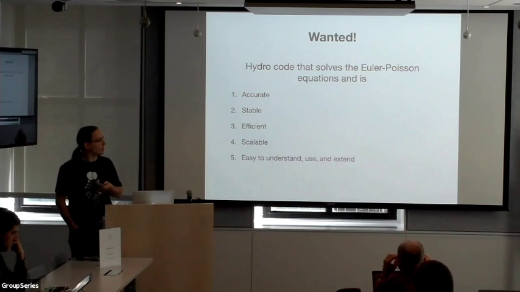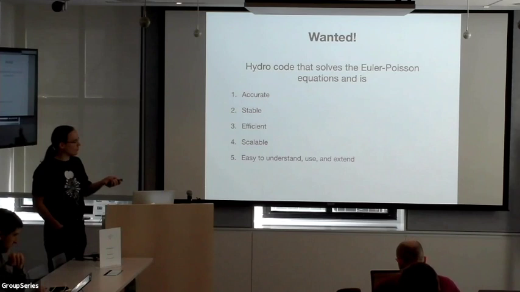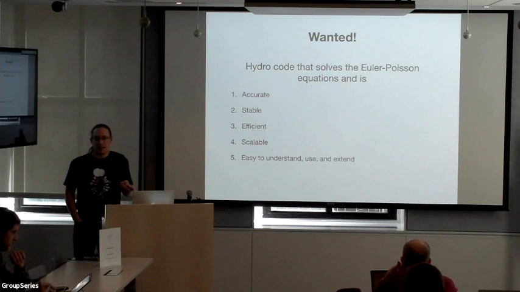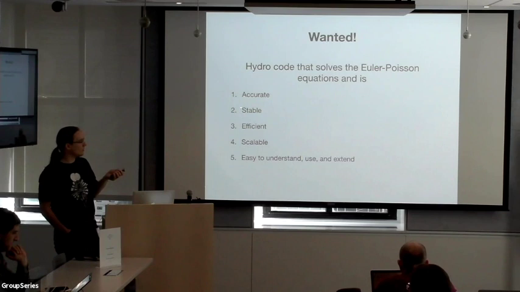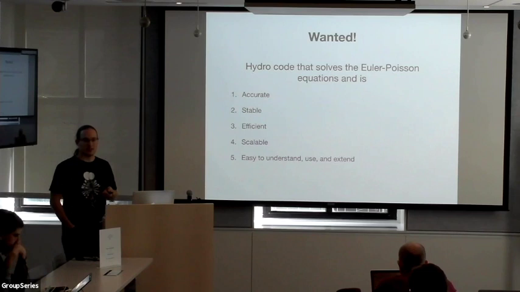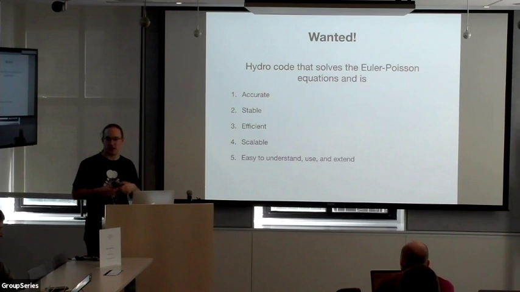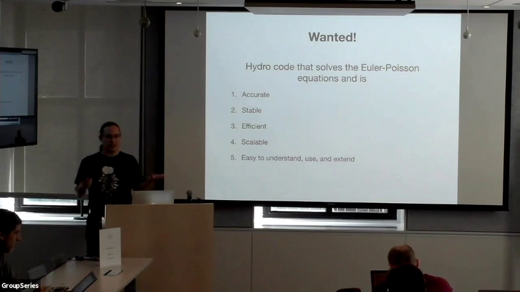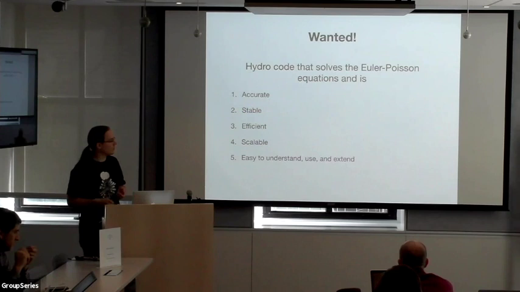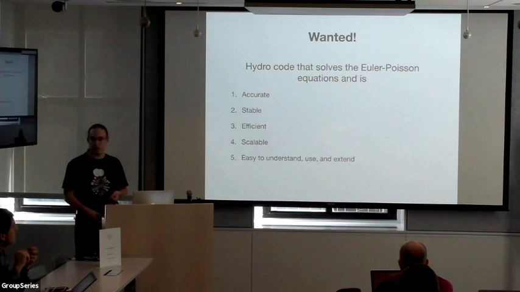Of course, the ideal code that we would like to have is accurate. It doesn't help us much if we don't get the correct result, whatever that means. We want it to be stable. This is maybe a slightly less obvious point, but there is often some kind of trade-off between how accurate your code is and how stable it is under general circumstances. Of course, we want it to be efficient so that we can run long simulations with very high resolution, which we will see in a second is particularly important for the common envelopes. Ideally, we want it to be scalable so we can run on many cores so that it doesn't take that long.